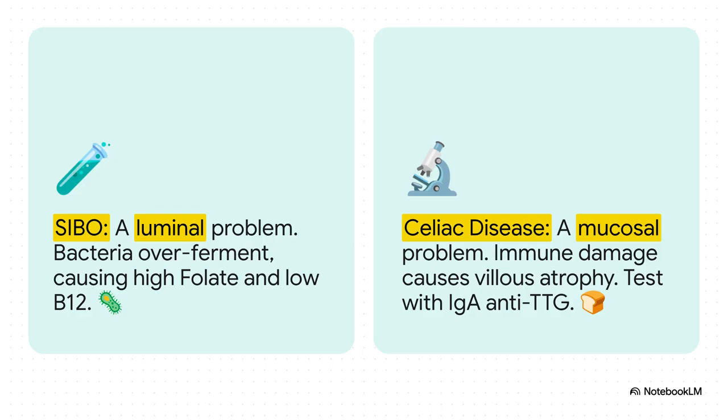With SIBO, you get that classic paradox: high folate because the bacteria make it, but low B12 because they eat it up. With celiac, the big telltale sign is that IgA anti-TGG antibody. Recognizing these distinct patterns is absolutely essential.